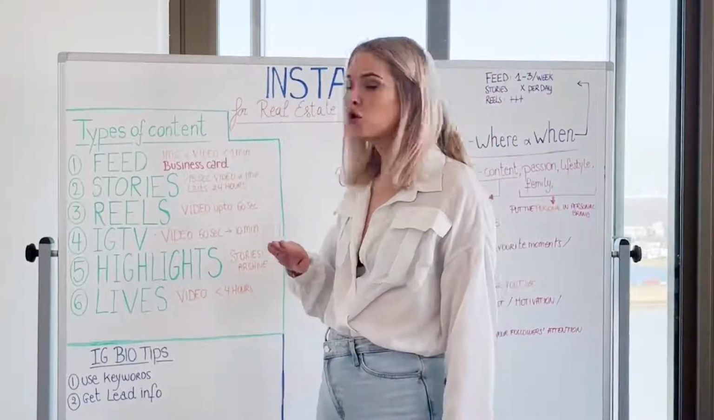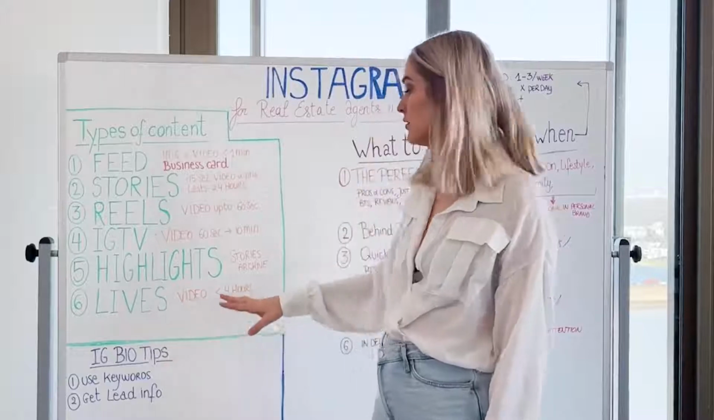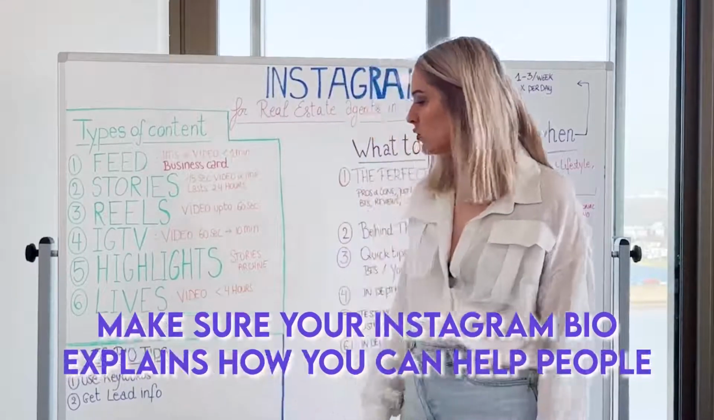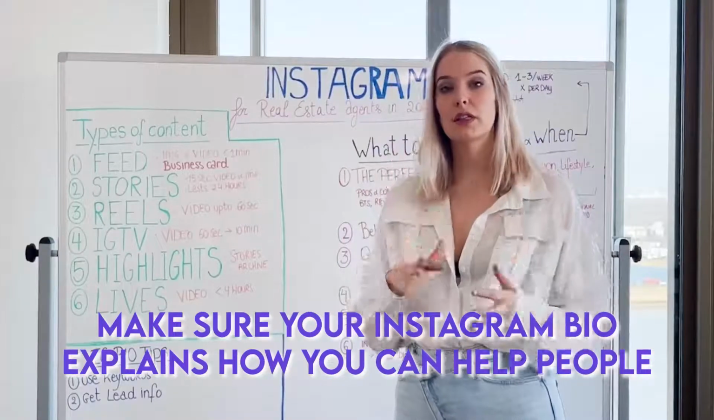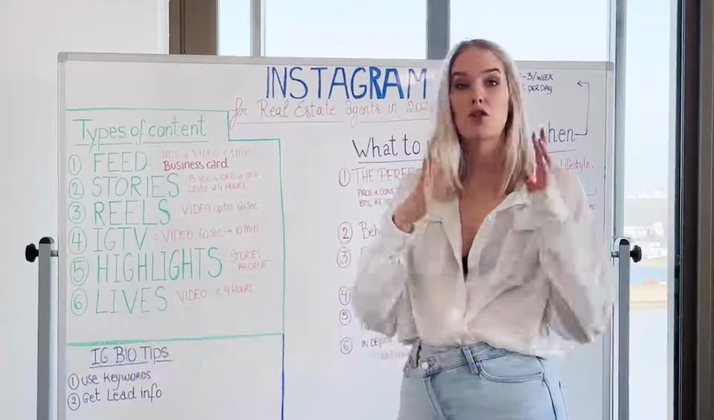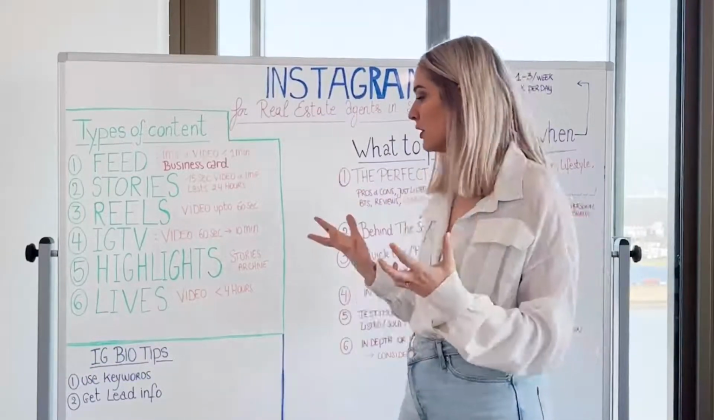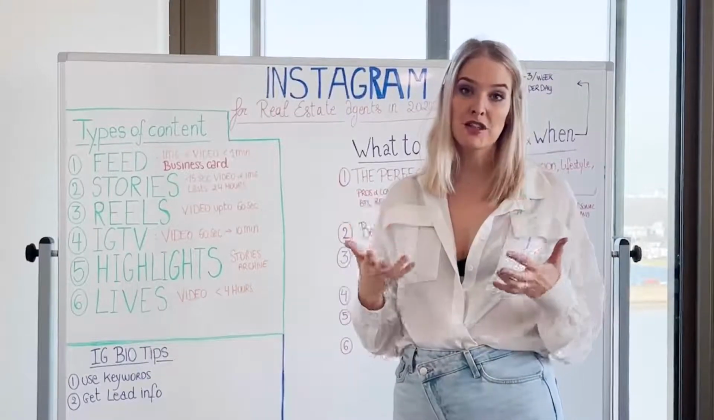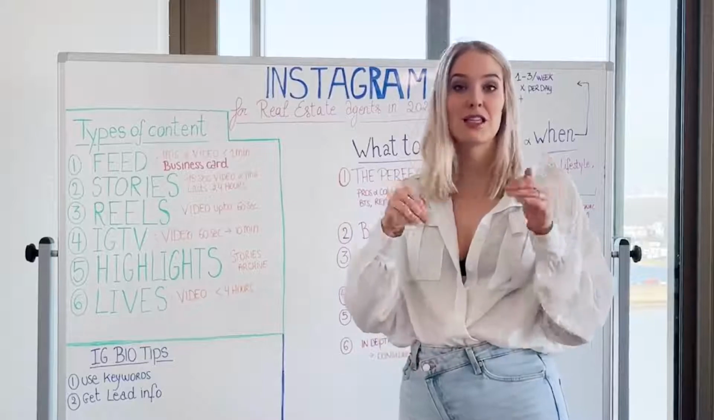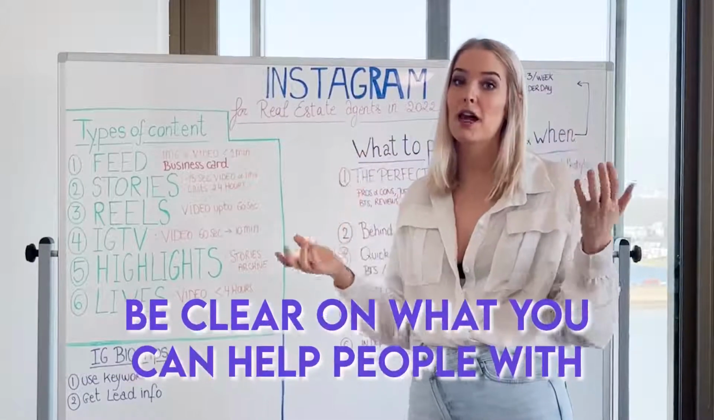All right, so aside from the fact that you should have realtor or real estate agent plus your area in your Instagram name, you also want to make sure that your Instagram bio clearly explains how you can help people. Now, if you already have realtor and your area in your bio, that's great. What's even better is if you can make it a little bit more personal and specific. And this is again where I always say you have to niche down to level up. You have to become clear on what you can actually help people with.